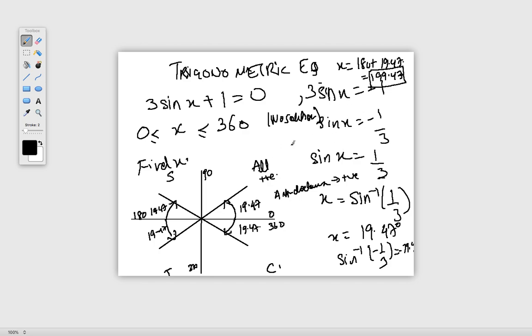What is the second answer? We have to go in this quadrant. Why are we in this quadrant? Because in the tan quadrant sine is negative, and even in the cos quadrant sine is negative. In this case we have a clockwise arrow. From the tail we have to subtract. So x is equal to 360 minus 19.47, that comes out to 340.53. So these are my two answers: x is equal to 340.53 and 199.47. Thank you.